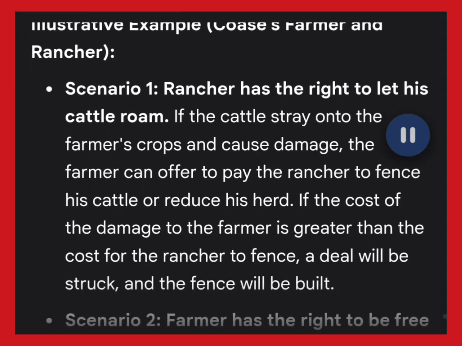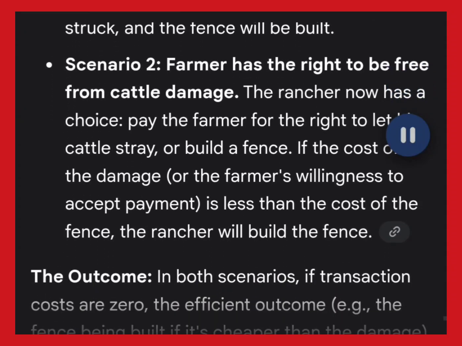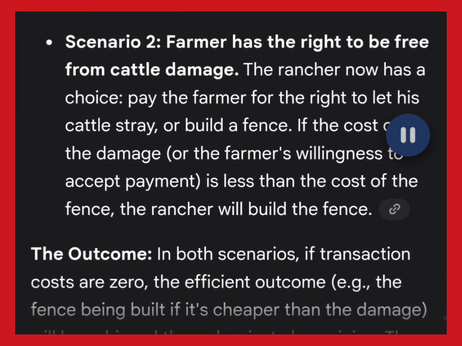Scenario 2. Farmer has the right to be free from cattle damage. The rancher now has a choice: pay the farmer for the right to let his cattle stray, or build a fence. If the cost of the damage, or the farmer's willingness to accept payment, is less than the cost of the fence, the rancher will build the fence.